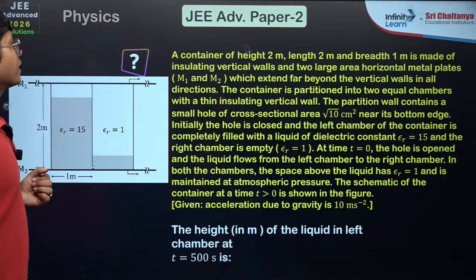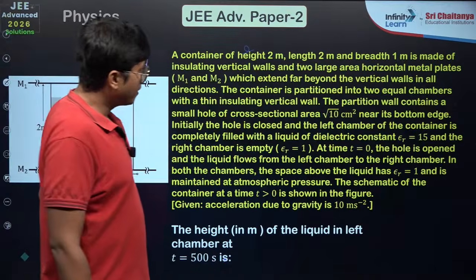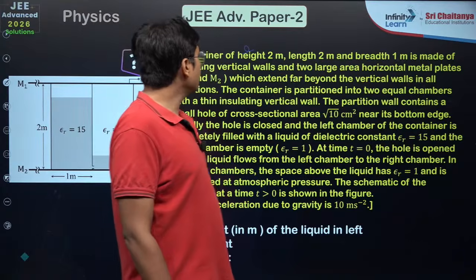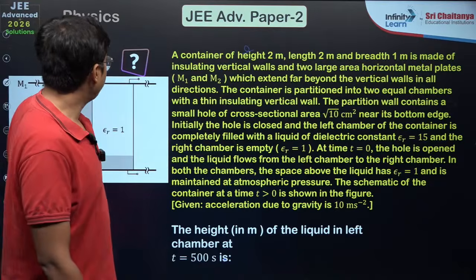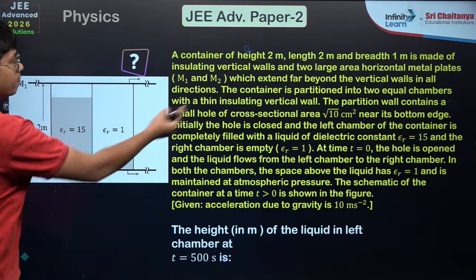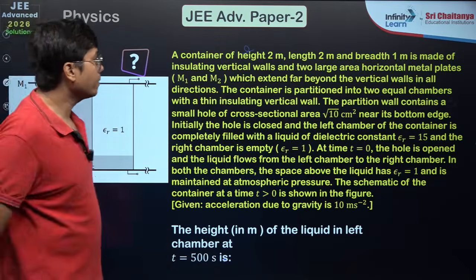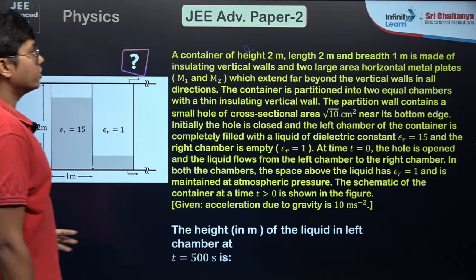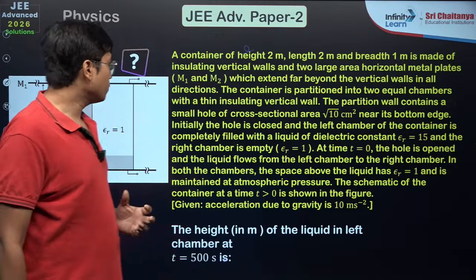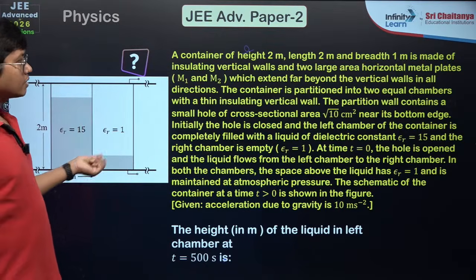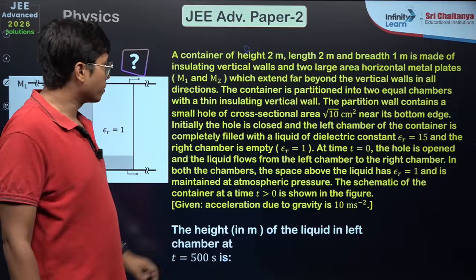Acha, this one says a container of height 2 meters, length 2 meter, breadth 1 meter is made up of insulating vertical walls and 2 large area horizontal plates. Basically, they're continuing all the way till infinity. The container is partitioned into 2 equal chambers with a thin insulating vertical wall. The partition wall contains a small hole at the base. Area is given to us near its bottom edge.